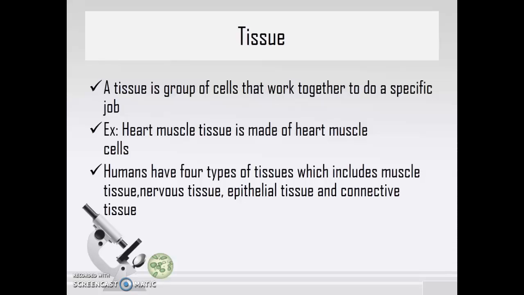Now, since the human body is quite complex, it has 4 types of tissues and they have different roles to play. The first one is the muscle tissue, the second one is the nervous tissue, the third one is the epithelial tissue, and the fourth one is the connective tissue. Let me tell you something, blood is also a tissue. It is an example of connective tissue. So now let's study each tissue in detail.